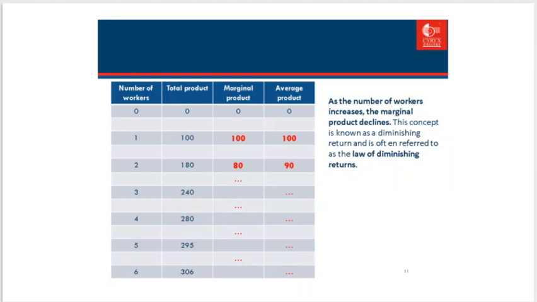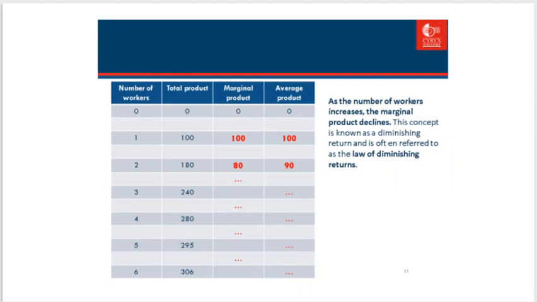As the number of workers increases, the marginal product declines. This concept is known as diminishing returns and is often referred to as the law of diminishing returns. From the table, we can see when the number of workers is 0, there is no total product because no one is working here, so no marginal product, no average product. Now, the number of workers increases from 0 to 1. So total product also will increase from 0 to 100. How about marginal product? Marginal product also will increase from 0 to 100.